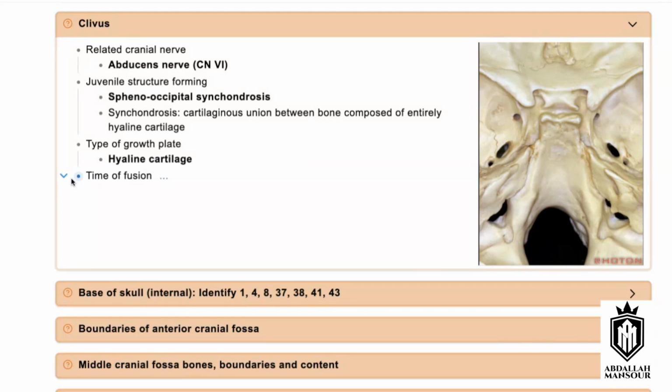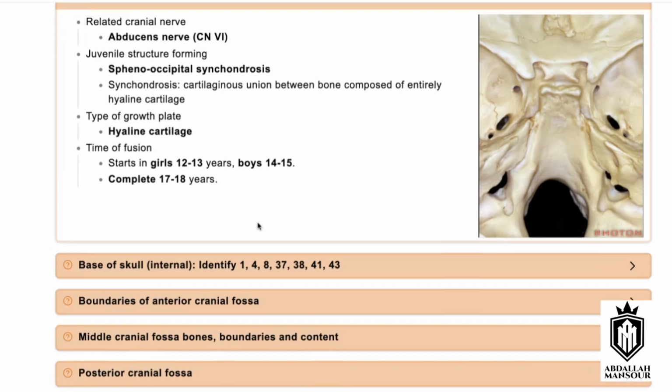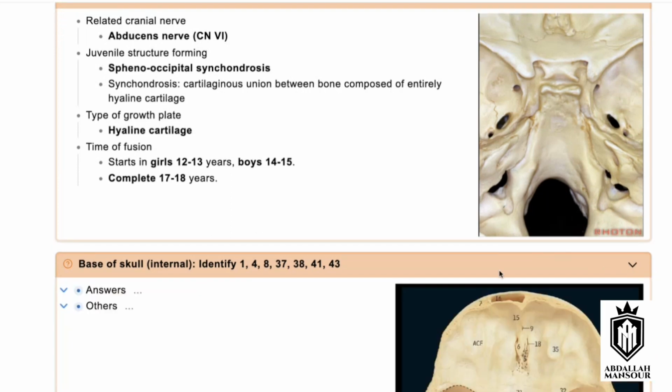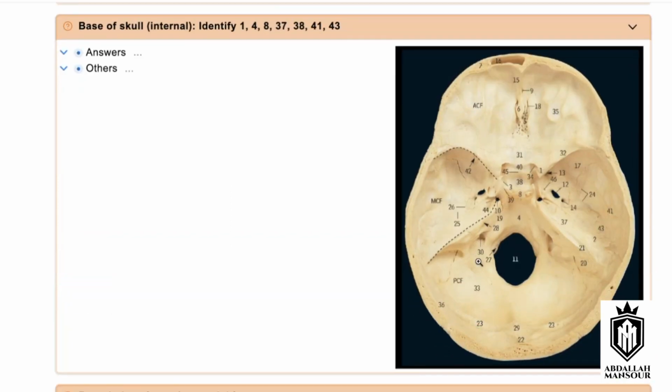I'm sorry, I'll get back to that later. That's fine. So time of fusion, it starts by 12, 13 in girls, 14, 15 in boys, and 15 to 17, 18. Yeah. Okay. And here, what are the contents of number 30?